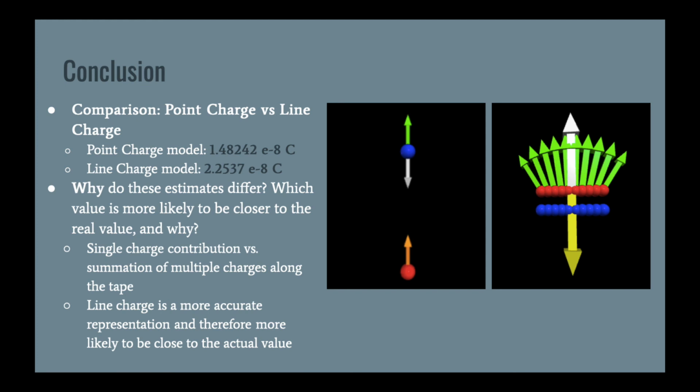This difference is because in the first model, we perceived the excess charge as coming from one singular location, and in the second model, it accounts for the contributions of charges along the entire tape. To conclude, the line charge approximation is more likely to be closer to the actual charge of the tape because it has a more accurate representation of the experiment with the long piece of tape represented as a line.